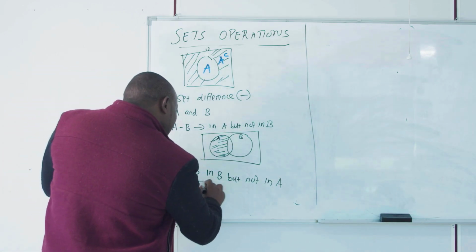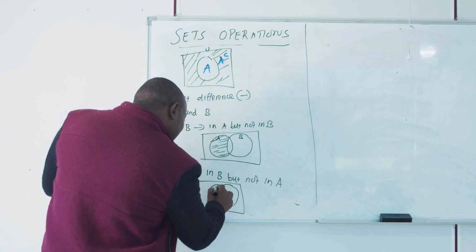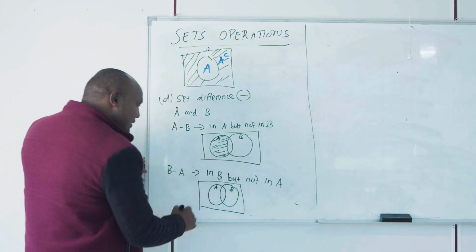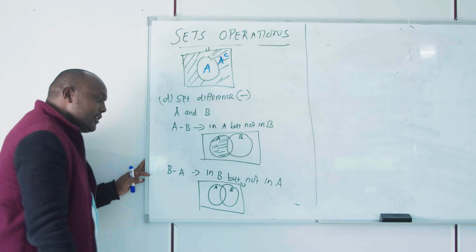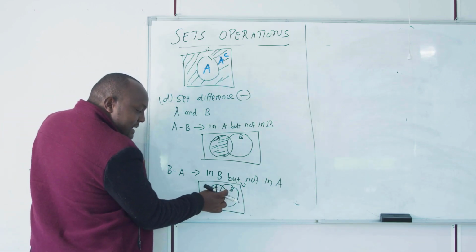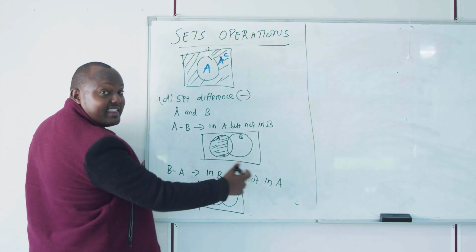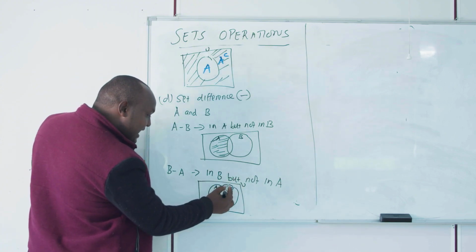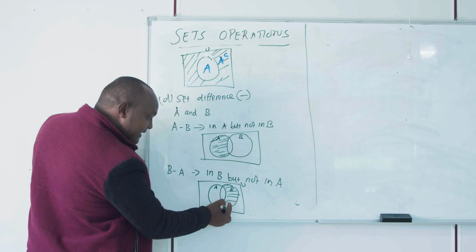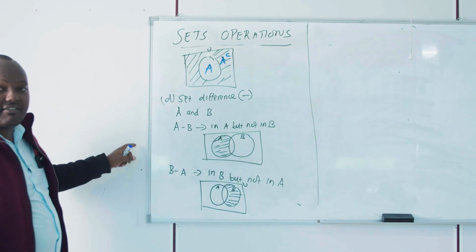Again, B minus A, we have two ordinary sets, A and B. This is our universal set. So there are those elements in B but are not in A. But you remember, at this point, we put those elements that are in both A and B. So it means that it is this part. This is the B minus A. So that is how you represent it in a Venn diagram.